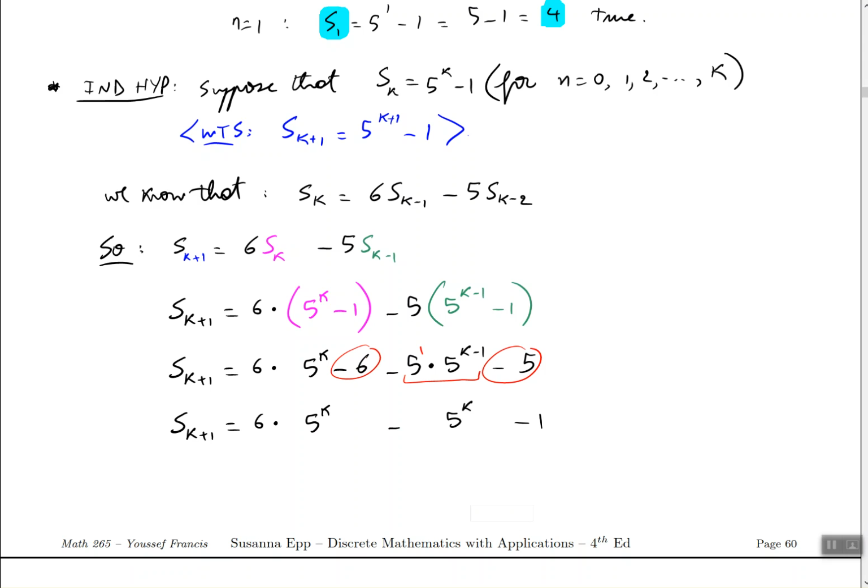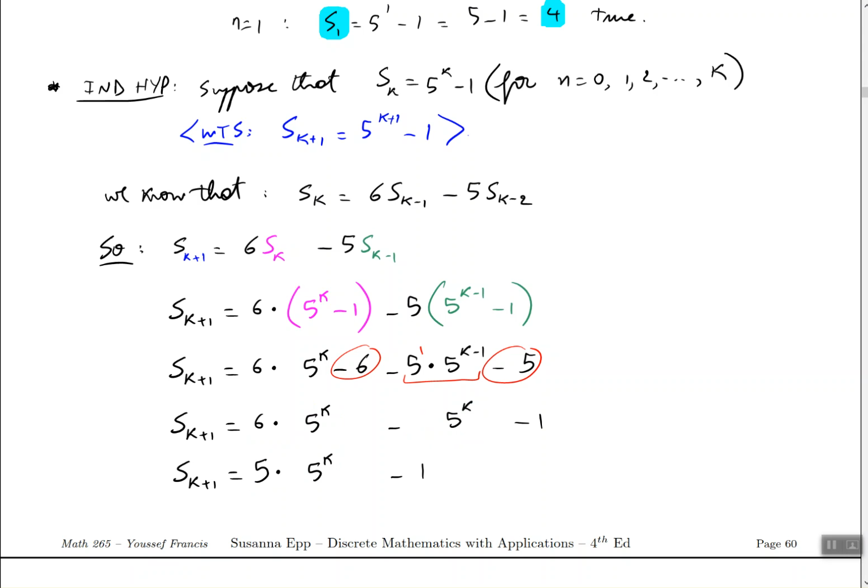So this is the outcome of the additions that we did on the previous step. Now keep in mind that we have 5^k over here and we have 5^k over here. There's an invisible 1 in front of it. So technically that makes these two like terms, so we can combine them. 6 minus 1 is going to be 5.